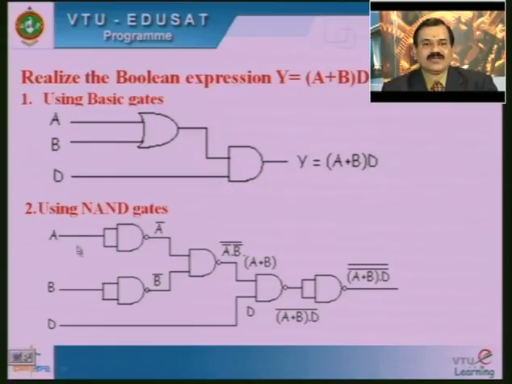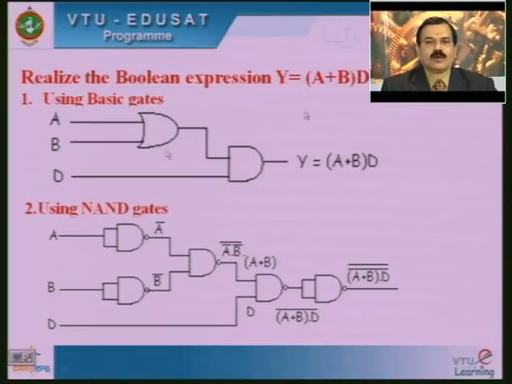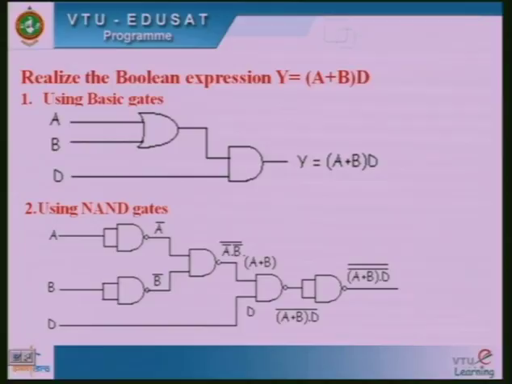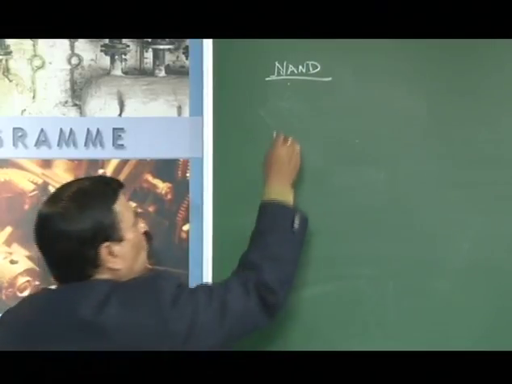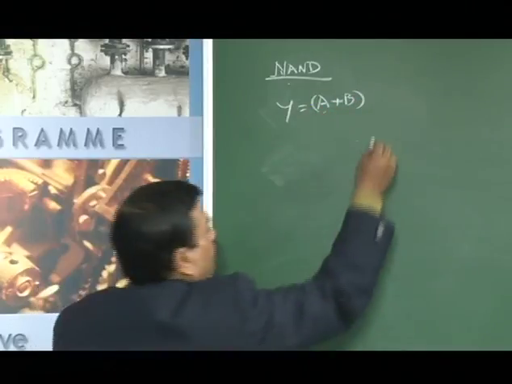Now if we want to implement the same equation with the NAND gate, then once again we have to take the double complement of A plus B into D. Under that condition, if we double complement, what happens? Let us see and execute the NAND operation with the given equation. Again it is NAND operation using only the NAND gate. The expression Y is equal to A plus B into D.